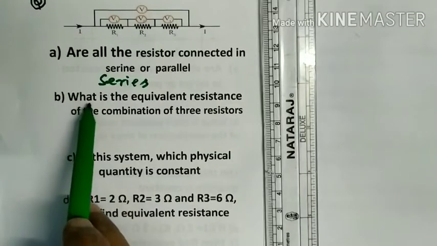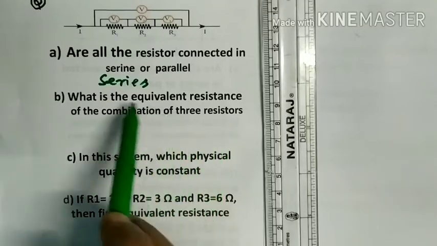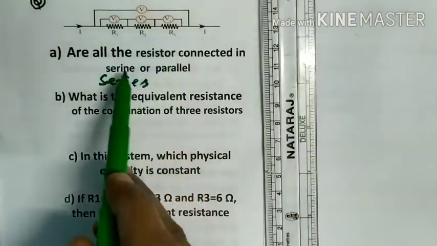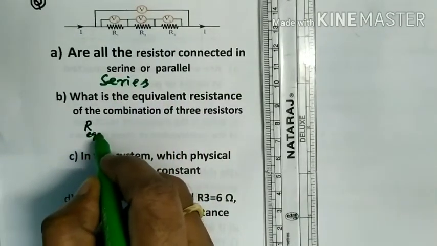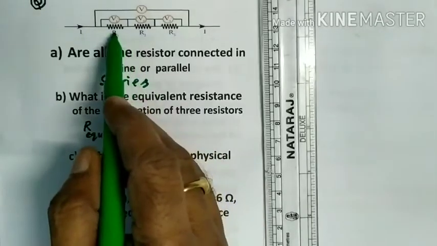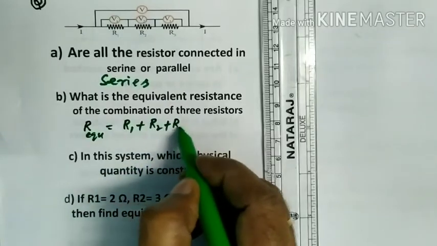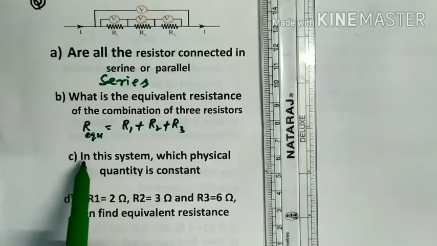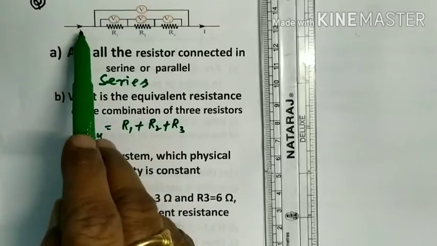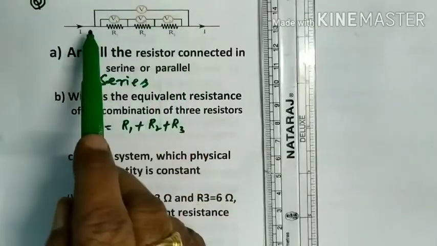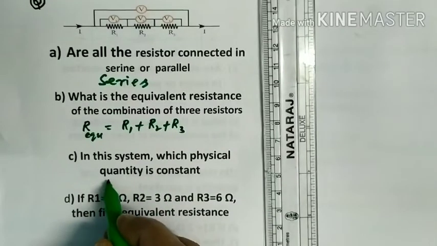The next question. What is the equivalent resistance of the combination of three resistors? The three resistors R1, R2, R3 are connected in series combination. So here the equivalent resistance R equivalent is equal to the sum of the individual resistances, that is R1 plus R2 plus R3. The next question. In this system, which physical quantity is constant? So throughout the circuit, the electric current, that means I, is constant here. So for this question, the answer is I, current.